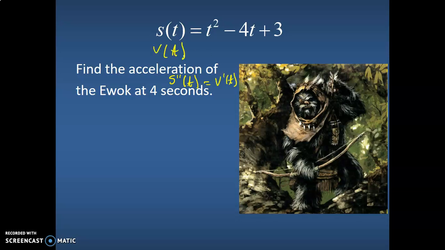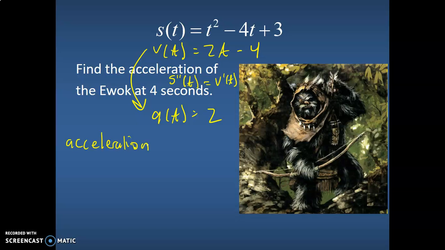So we said that the velocity equation was 2t minus 4. If I take the derivative again, the acceleration equation is going to be 2. Note that the variable has gone away, so 2 is a constant. My acceleration in this problem is constant. So it doesn't really matter when, at 4 seconds, at 10 seconds, at 3 seconds, the acceleration is always 2.